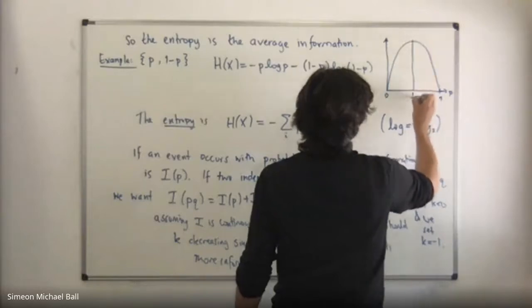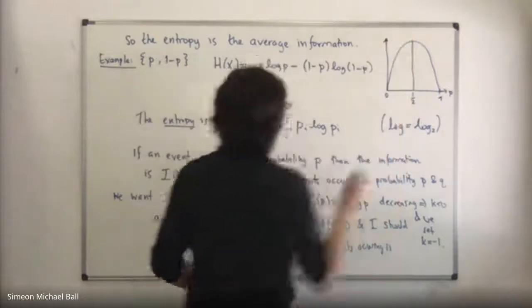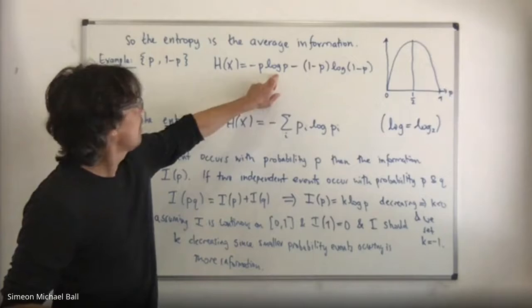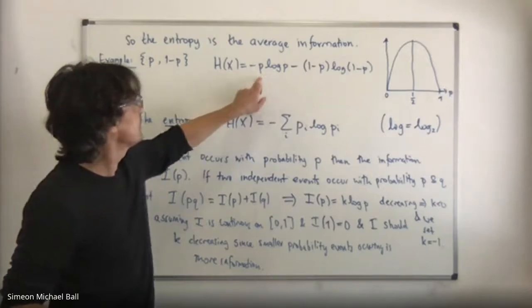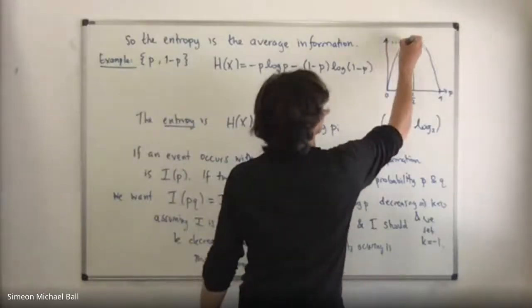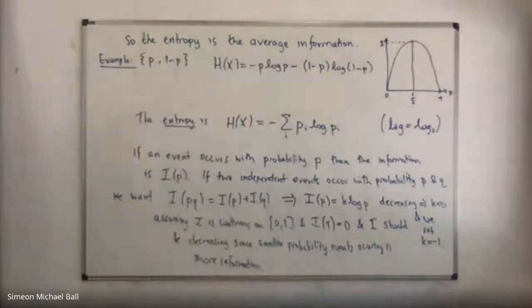That should be a half. And if it's a half, we get minus a half log half, which is a half, and the same thing here, which is a half, so we get 1. Okay, so this is the entropy curve, and that compares to all the binary entropy functions.